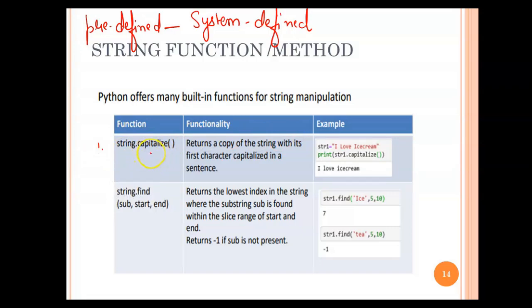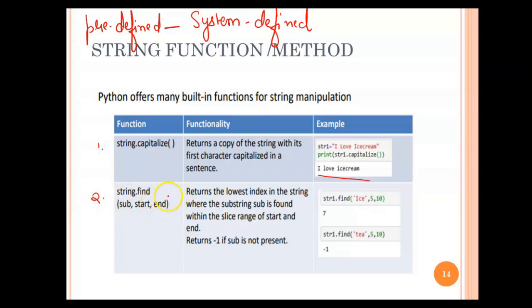The first function is string capitalize. It returns a copy of the string with its first character capitalized in a sentence. Suppose there is a sentence like this: "i love ice cream". It is going to convert it this way, so you can see the first character is in capital. "I love ice cream" is the correct answer. You can see it is not every word, it just converts the first character of the complete string into a capital letter.